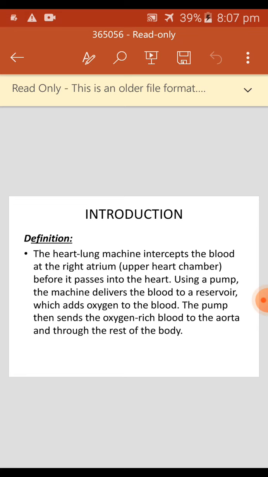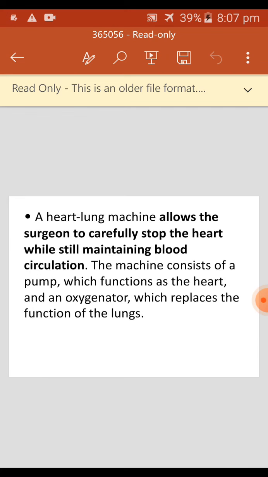The HLM can never be looked at in isolation. Additional components, mainly in the form of sterile disposables such as an oxygenator, heat exchanger, or reservoir, take other important functions during ECC. A heart-lung machine allows the surgeon to carefully stop the heart while still maintaining the blood circulation.